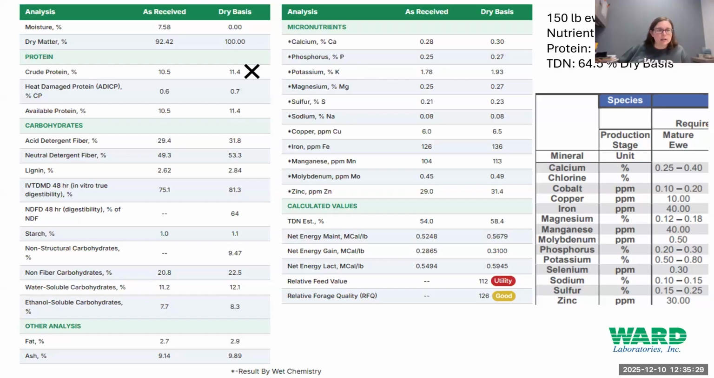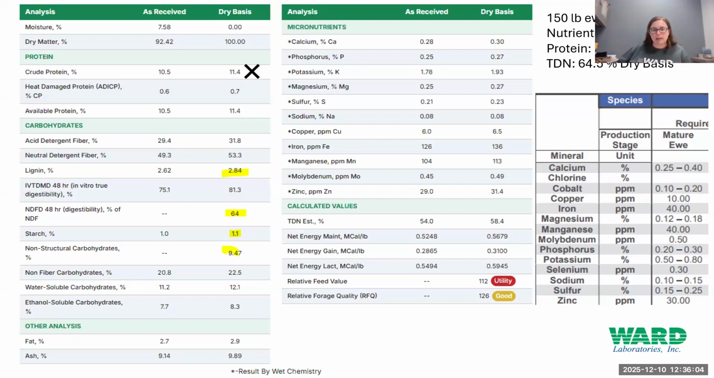So the 48-hour NDF digestibility is 64. When we recall the chart previously, that's really highly digestible forage, so I'm not too concerned about affecting intake. And then lignin at 2.84, that's pretty darn low, so that's really good. I should have mentioned, I believe this was a grass hay report that I pulled. So starch is low, and non-structural carbohydrates are also actually pretty low.